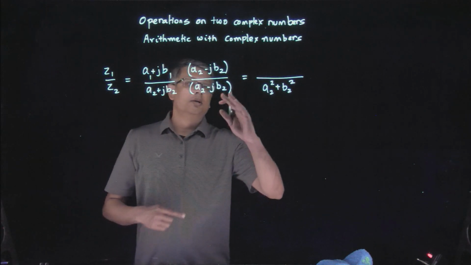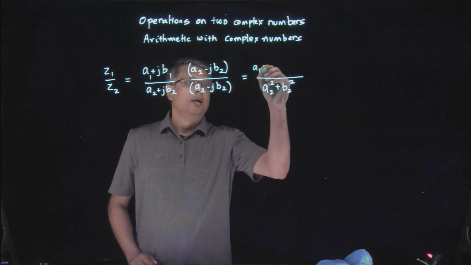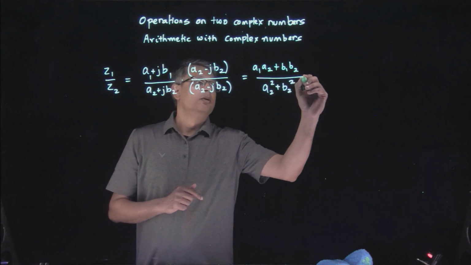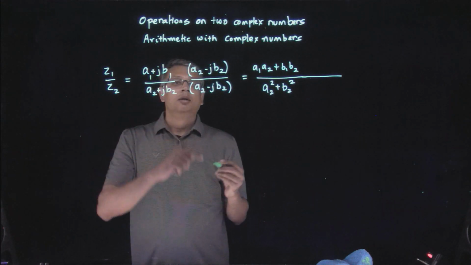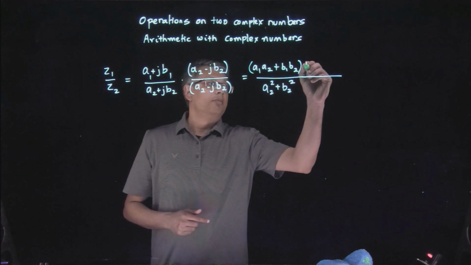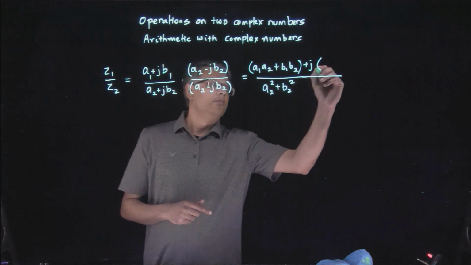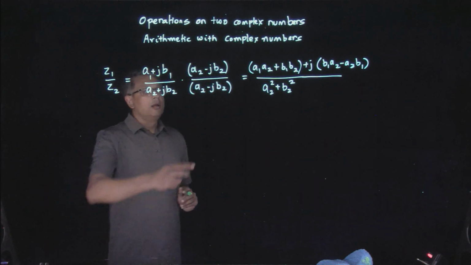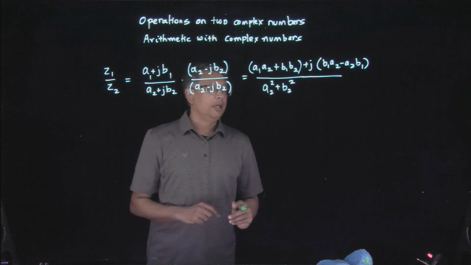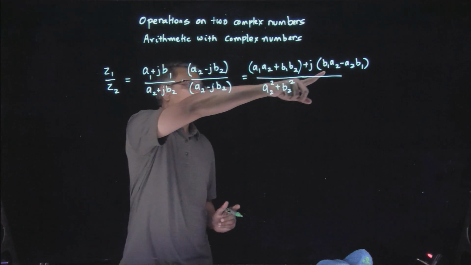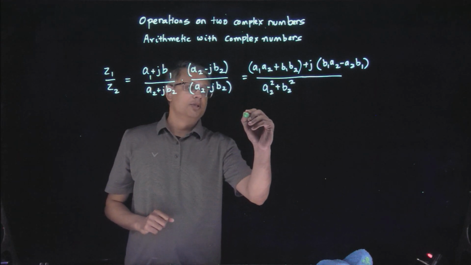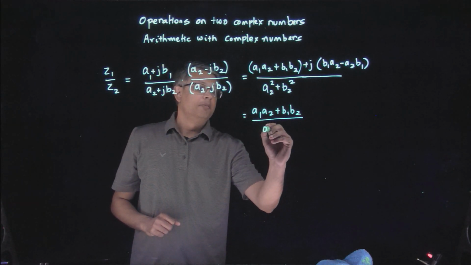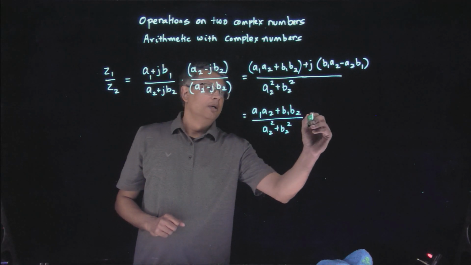So in the numerator, you're going to get the product of these two. So you're going to get a1 times a2 plus b1 times b2, plus j times b1 a2 minus a1 b2. But dividing this complex number by the real number is pretty easy, because you just divide the real part by this real number and the imaginary part by this real number. So the answer then simply becomes a1 a2 plus b1 b2 divided by a2 squared plus b2 squared, plus j times the imaginary part over the same denominator.